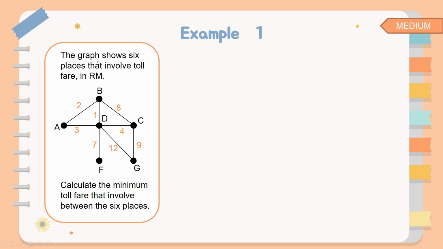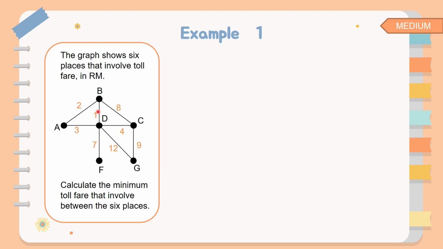Now we continue with this question. From this graph we can count how many vertices: 1, 2, 3, 4, 5, 6. There are 6 vertices in this graph.